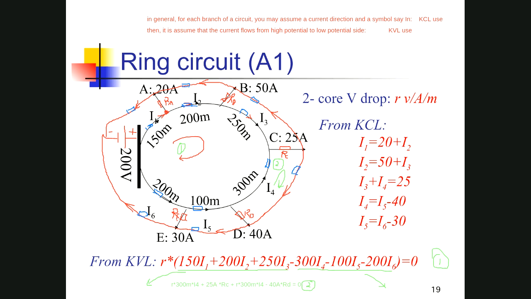This is the voltage drop to C from the upper side, and the voltage drop to C from the lower side. So these two are equal.